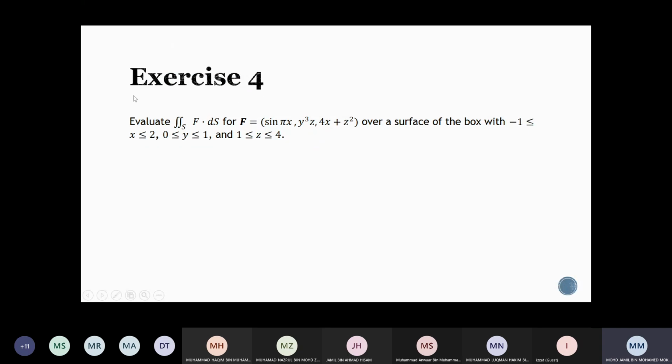I want you to try this exercise of divergence theorem. Try this exercise and we will discuss next week how to calculate this. Make sure you understand divergence theorem. The most important part about this lecture is divergence theorem and also the concept of divergence.